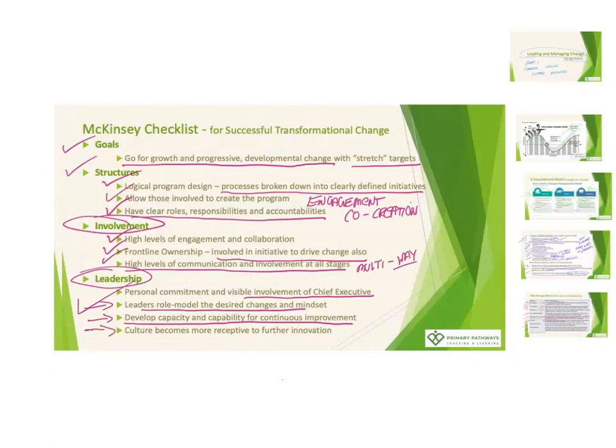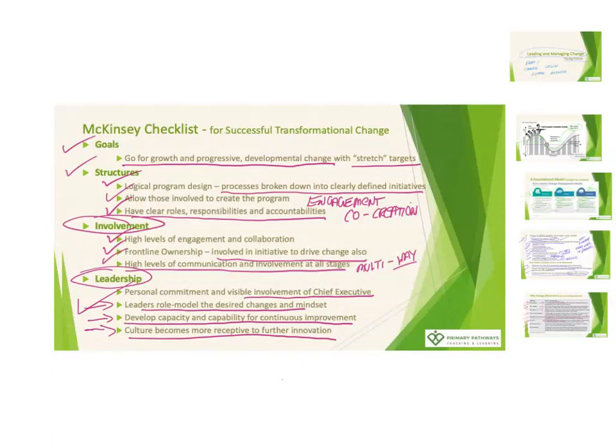And then the last one is that the culture becomes more receptive to further innovation. So once we develop the capacity and capability to do it, the culture, the values and belief systems within the organization, the norms of behavior are receptive to further innovation. Not just that we can do it, but that we want to do it because we see the upside in all of it. So that's about it for part one.